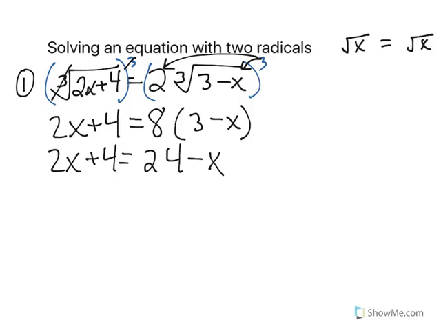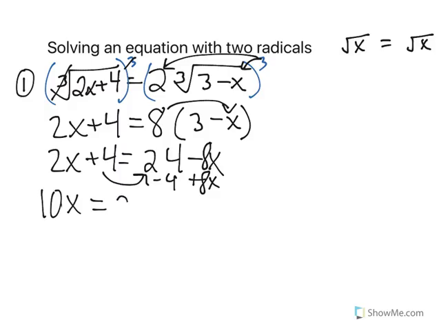So let's bring the x over, so this becomes 3x, and we bring the 4 over by subtracting 4, equals 20. Oh, I see what I did. I didn't distribute the 8. Okay. So how does that change things? I add 8x to both sides, and this becomes 10x. 10x equals 20. Therefore, divide both sides by 10, and you get x equals 2.